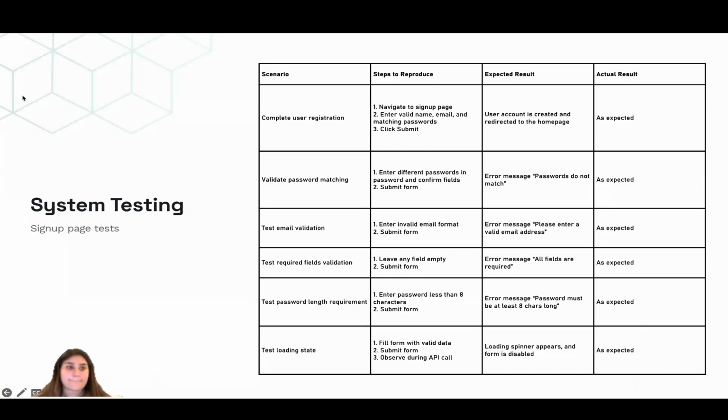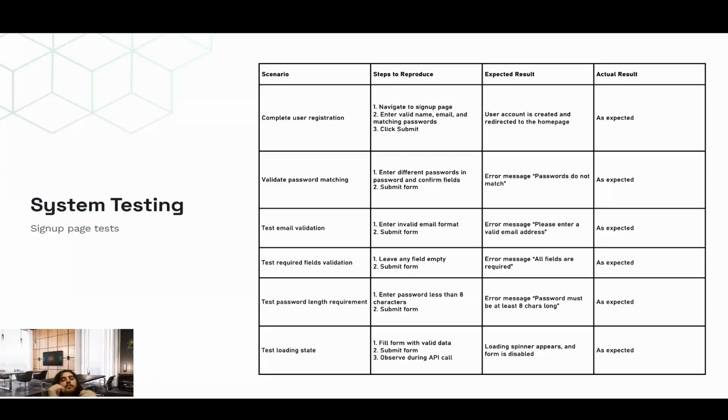As for system testing, we have two different scenarios, which are the sign-up page testing and the practice test system testing. For scenario one, the sign-up page testing, a lot of system tests were done accordingly, which confirmed a robust user onboarding process.